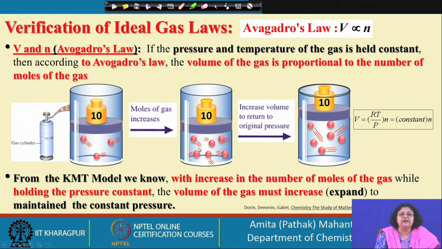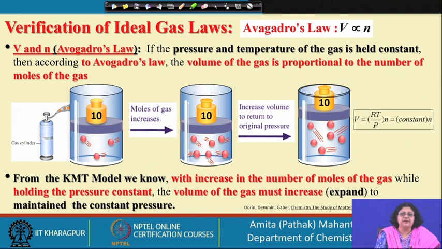With an increasing number of moles of the gas, and trying to hold the pressure constant, what is going to happen? The number of collisions is going to increase. So, the pressure is supposed to increase, but we are keeping the pressure constant. To maintain the pressure constant, what do we have to do? We have to expand the gas.